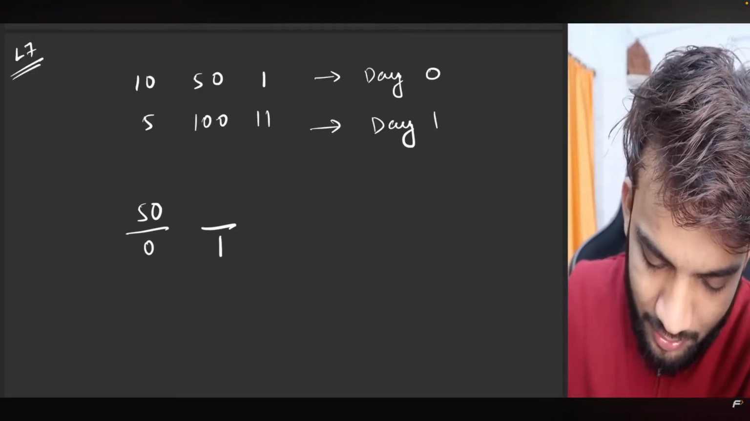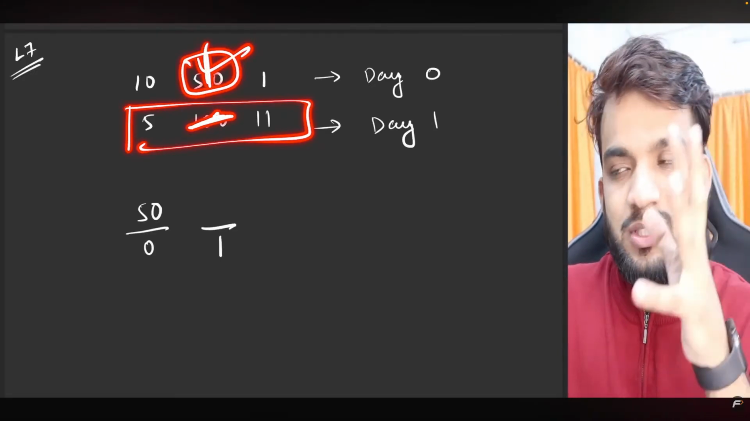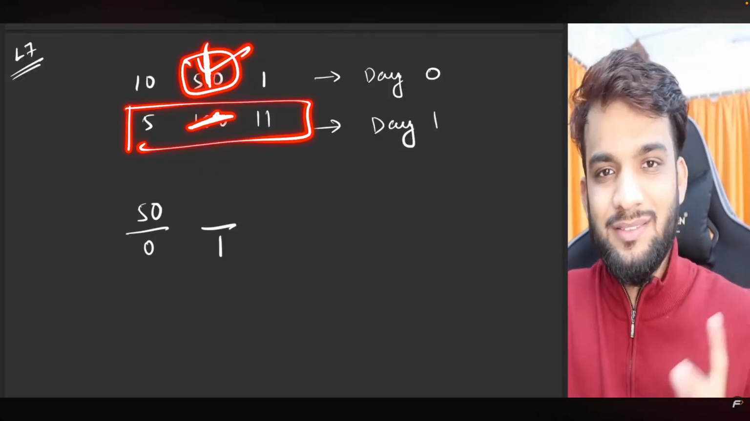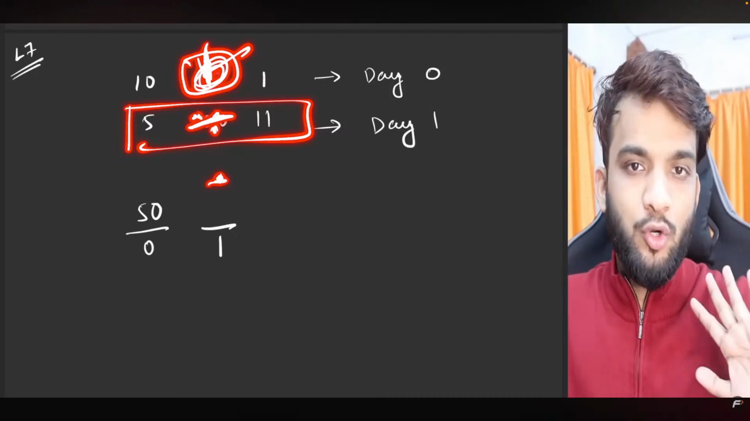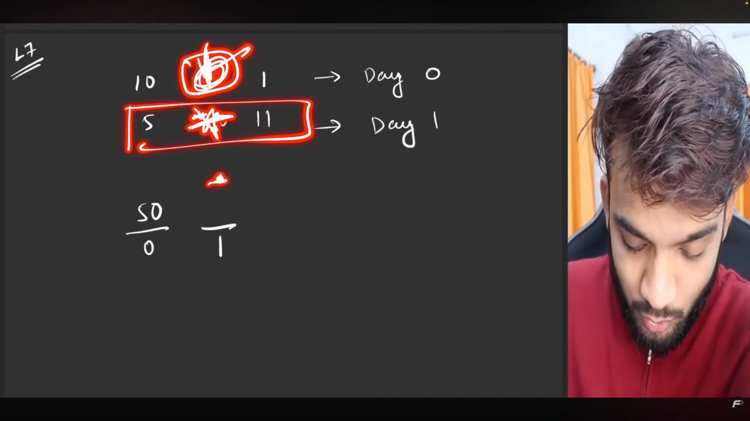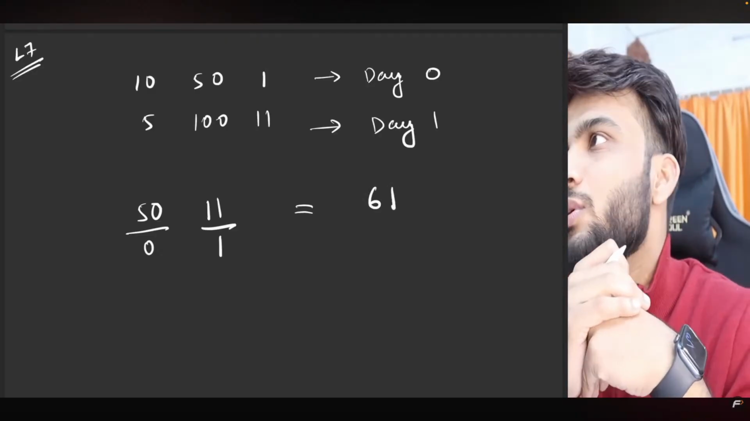Next, on the first day, since I performed 50, I cannot perform 100. That is what the question states. If you have performed a certain task, like fighting practice, on the next day you cannot do the same task; on consecutive days you cannot perform the same task. So this cannot be performed. So either 5 or 11, and the maximum you can take is 11. If I sum this up, you'll get 61. At max you can collect 61 merit points.